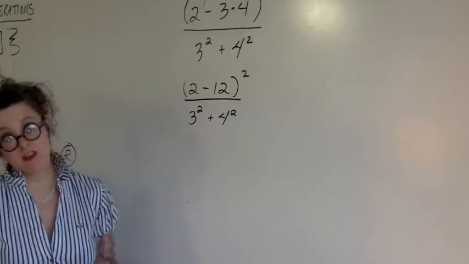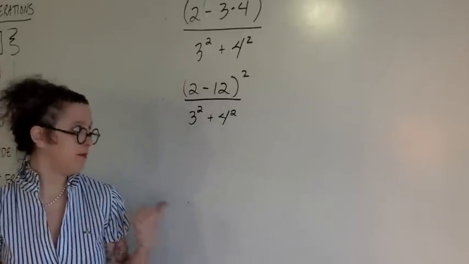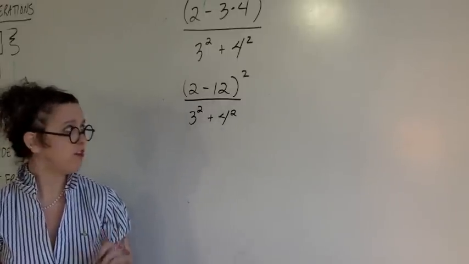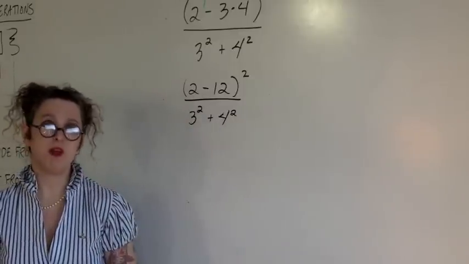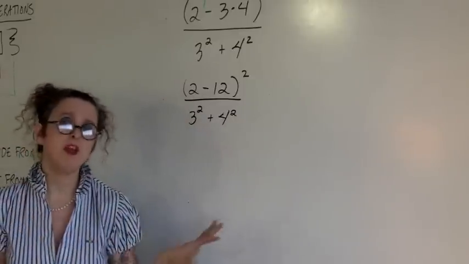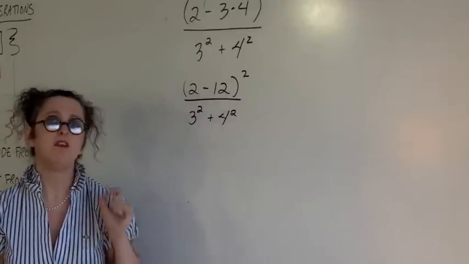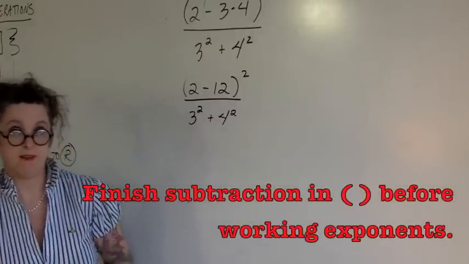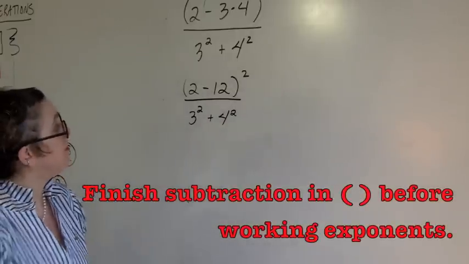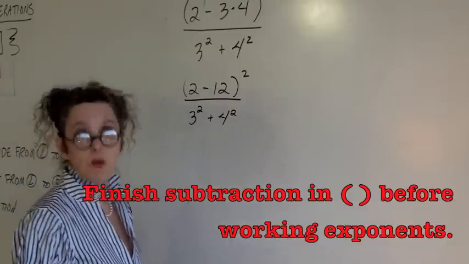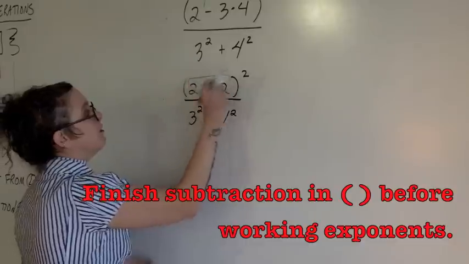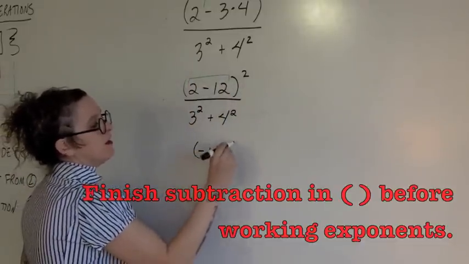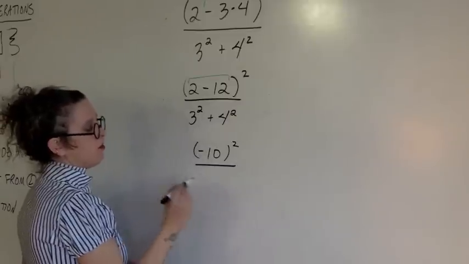So we got all these exponents up here, and we got some subtraction. It seems funny that I'm going to tell you to do the subtraction first. But notice that we've got these parentheses. Parentheses supersede everything. Whatever's happening in there is the most important. If you can do math inside the parentheses, do the math inside the parentheses. So in this case, we're going to say 2 take away 12. So 2 take away 12 is negative 10. Stick that exponent on the outside of the parentheses.